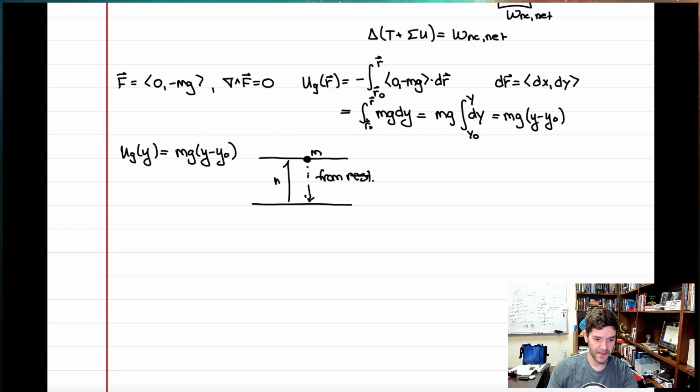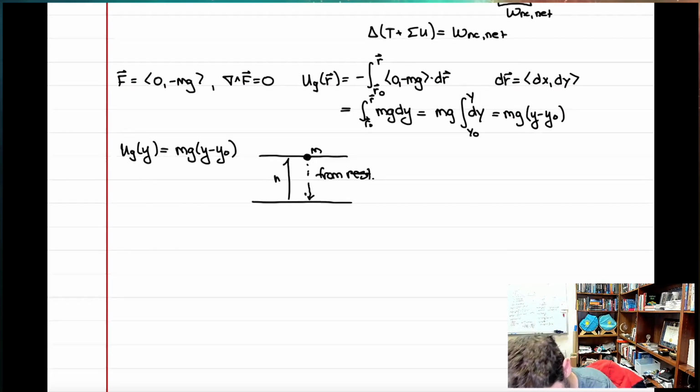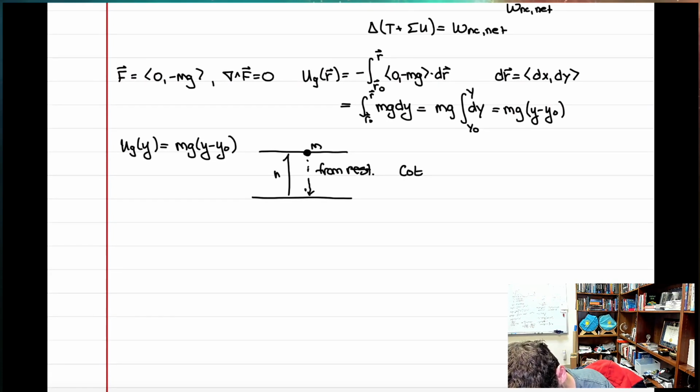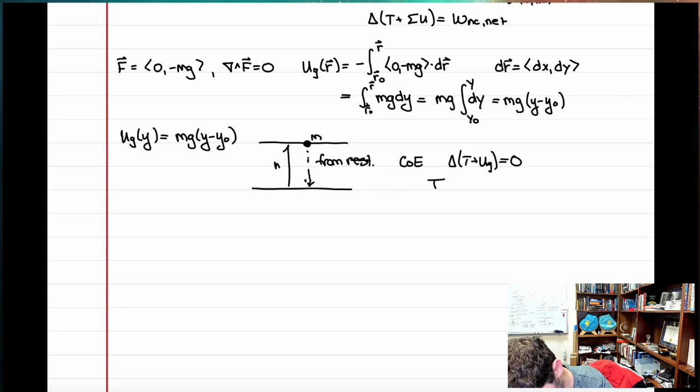If you're dropping this from rest, then during the fall, only gravity is acting on the object. We just convinced ourselves that gravity is a conservative force. I expect conservation of energy to be obeyed, which means that delta kinetic energy plus, in this case, U gravity better equal 0. Or T plus U gravity at the start better equal T plus U gravity at the end.